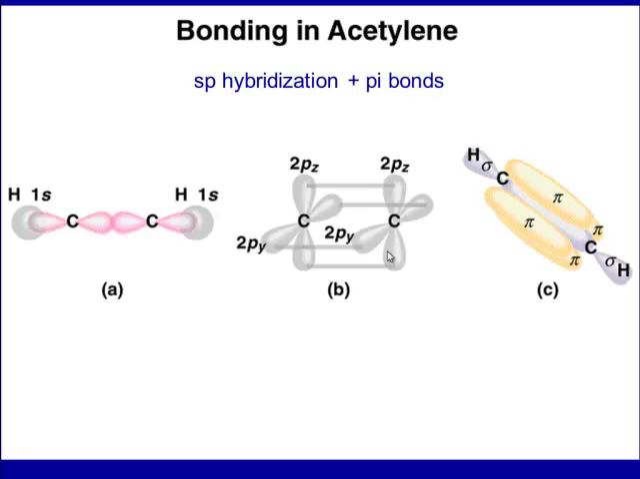So this is the one that actually has the sp hybridization, and is indicated here. Now you have the sigma bond. Now you have two pi bonds. One is on the top, the other one is on the side. Top bottom, and left side to the right side.